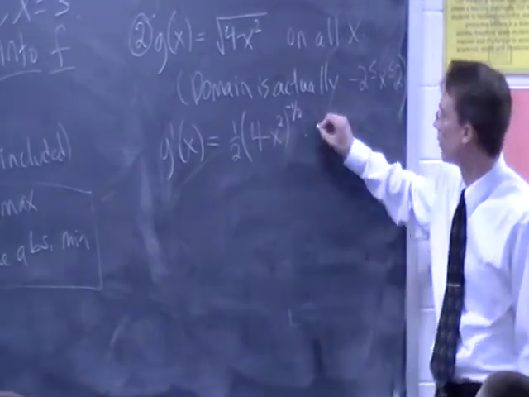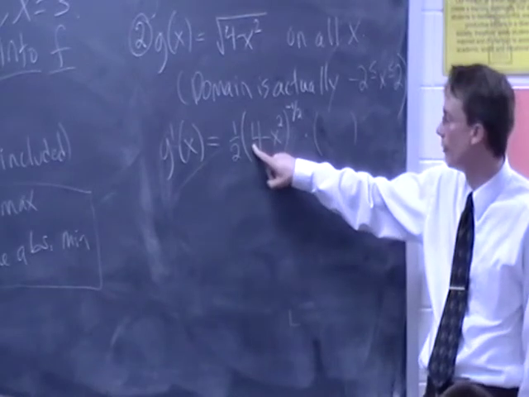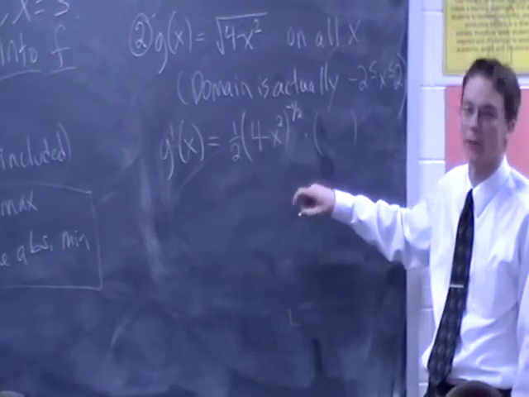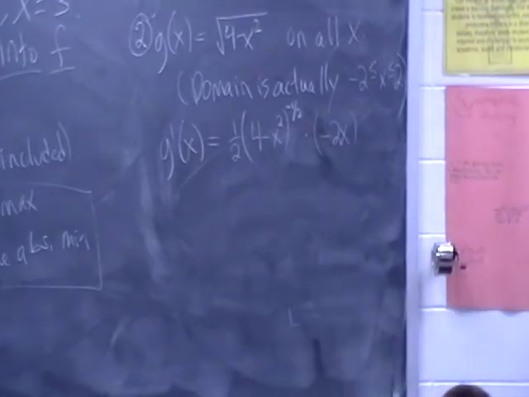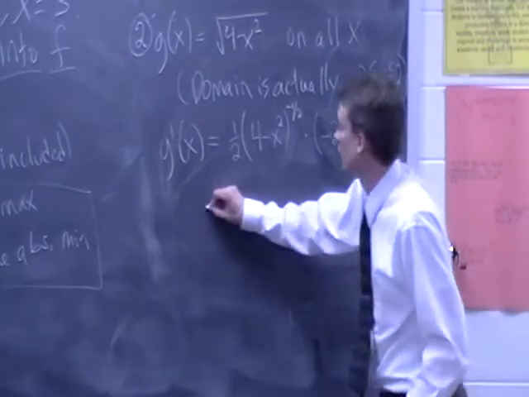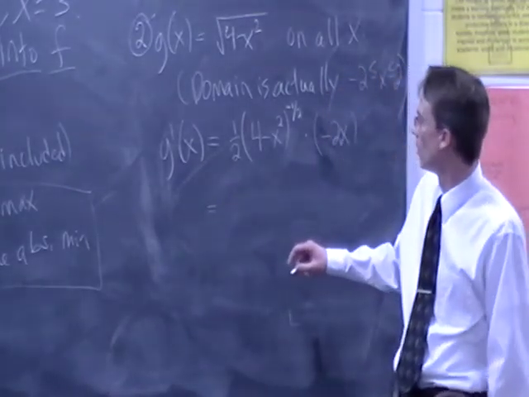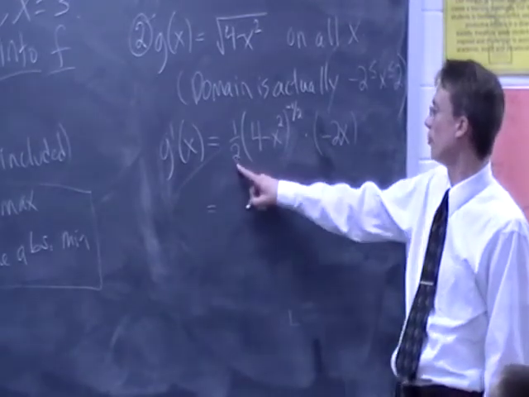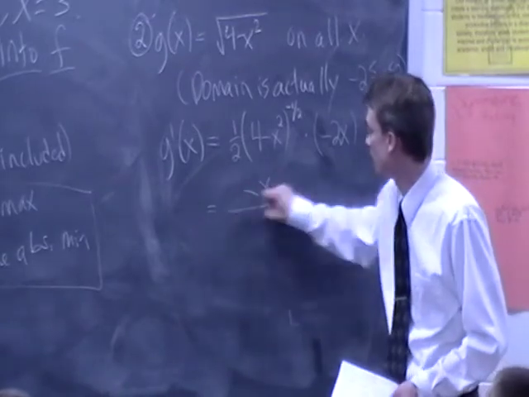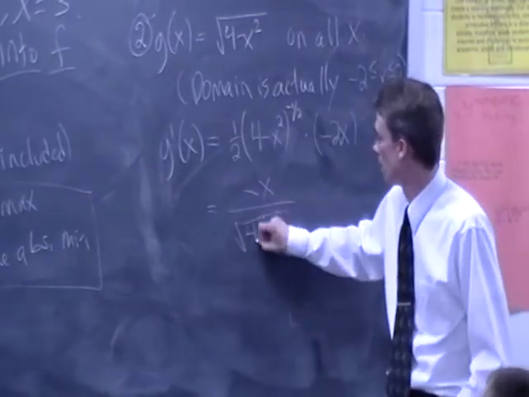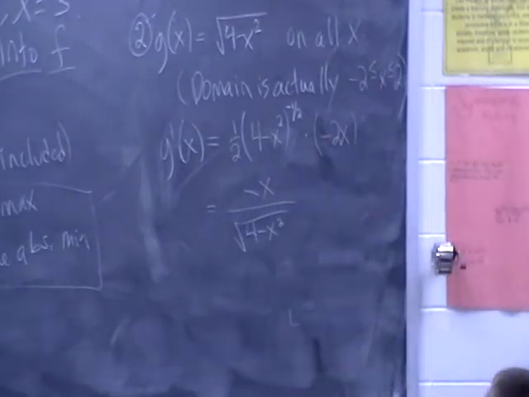Times the chain rule, the derivative of the inside. Term by term, that's 0 minus 2x. So negative 2x. If you want to clean this up a little, what did you do with this 2 and this half? They're gone, right? It should be negative x. Negative x would be the top. There's the denominator.